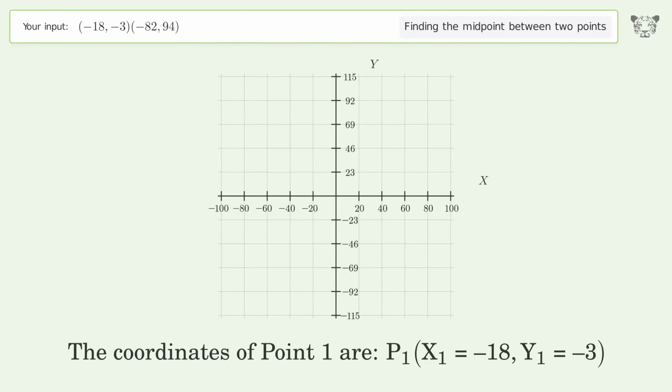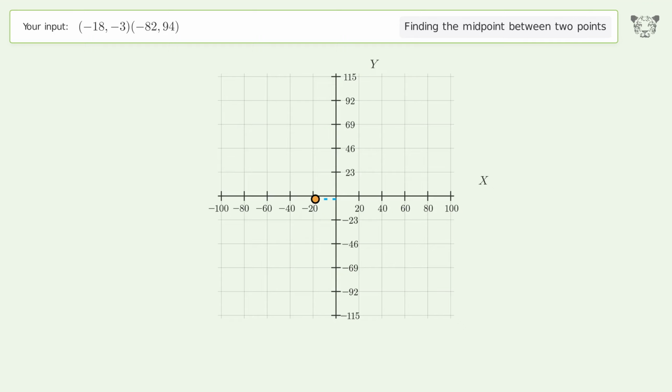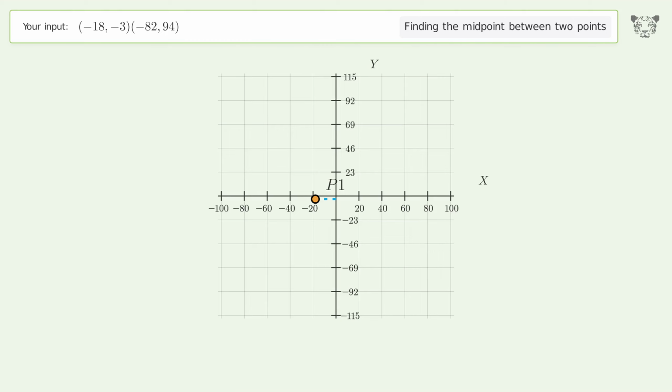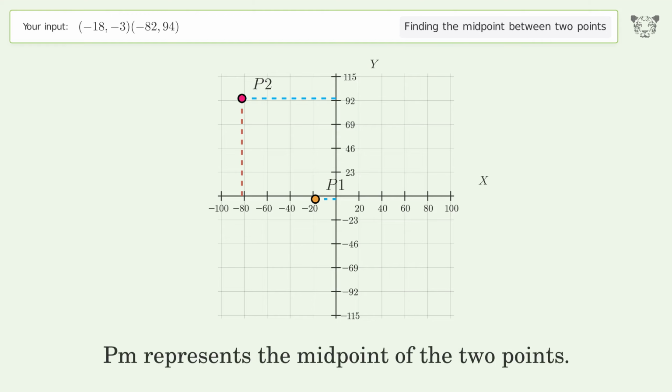The coordinates of point 1 are x1 equals -18, y1 equals -3. The coordinates of point 2 are x2 equals -82, y2 equals 94. PM represents the midpoint of the 2 points.